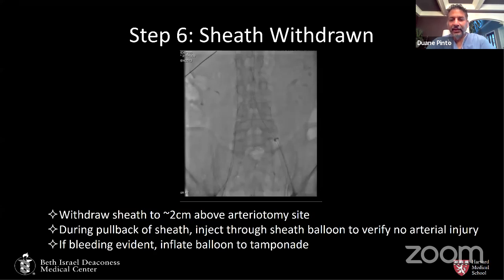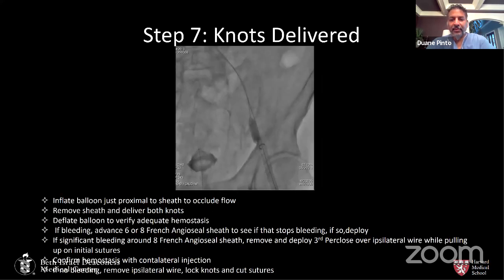And if there's bleeding, as we described earlier, common femoral artery inflation and compression. You'll now deploy the sutures and see what type of bleeding there is. Again, you can inflate the balloon, or if you don't have a balloon, just hold manual pressure. And if there still is some bleeding, you'll have the wire in. One can either place another Perclose. My preference is to advance, depending on the amount of bleeding, a 6 or 8 French Angio-Seal.